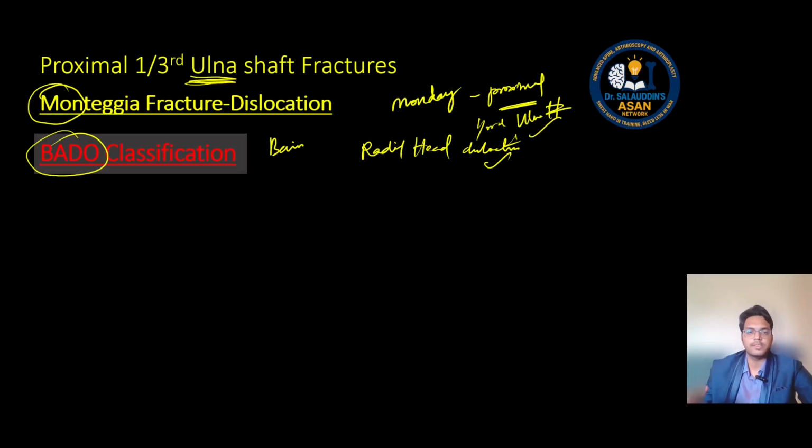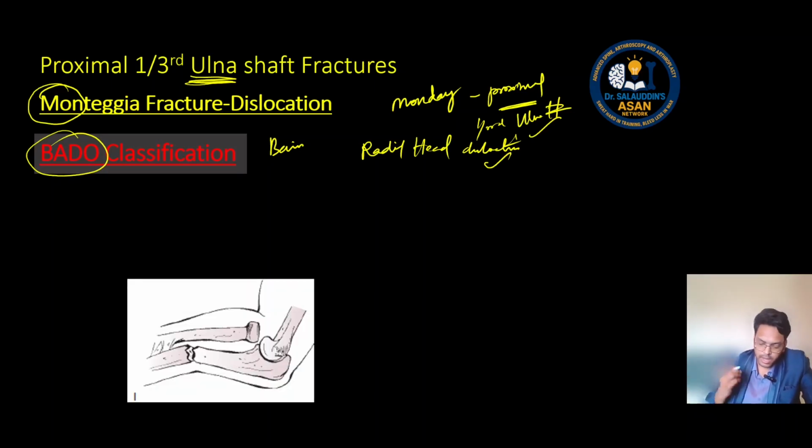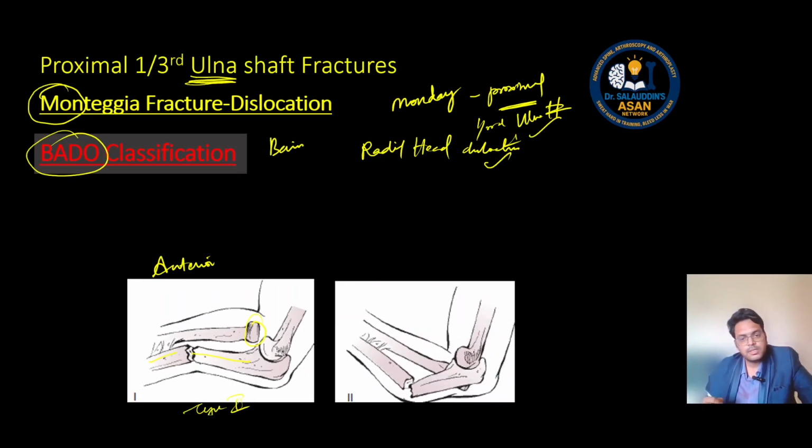Based on this he has given the classification. So, bade bhai, look, it is an anterior dislocation. The fracture is angulated anteriorly and the radial head has gone anteriorly. So anterior dislocation is type 1. Next is posterior dislocation. The angulation of the fracture is posterior and the radial head has gone posterior.